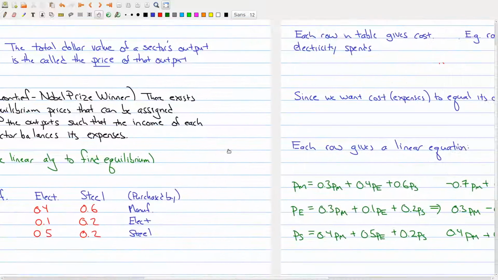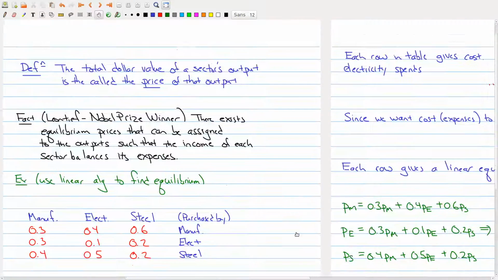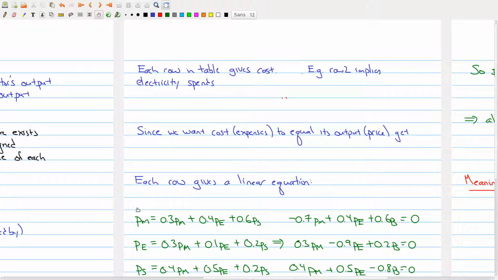Now, one thing that we should notice is that each row in this table is actually giving us a cost equation. So for example, row 2 implies that electricity spends the following amount. It spends 30% of whatever the value of PM is worth, plus it spends 10% of whatever the output of electricity is worth, plus it spends 20% of whatever the value of steel is. So this is the cost equation for electricity.